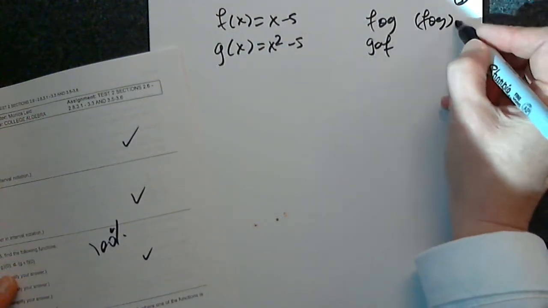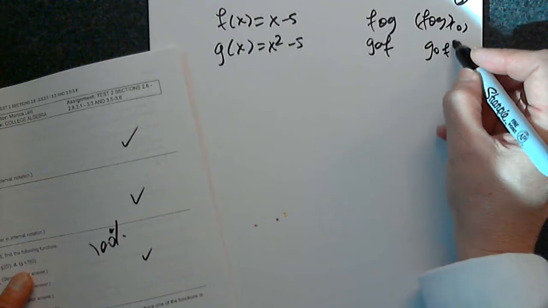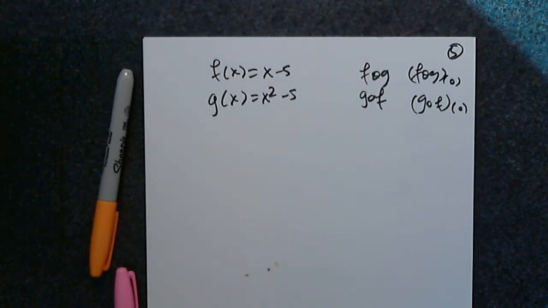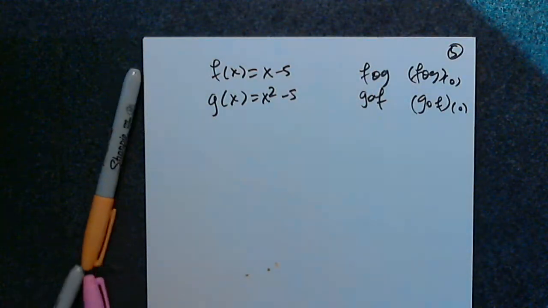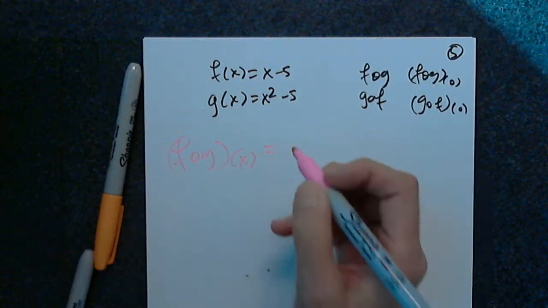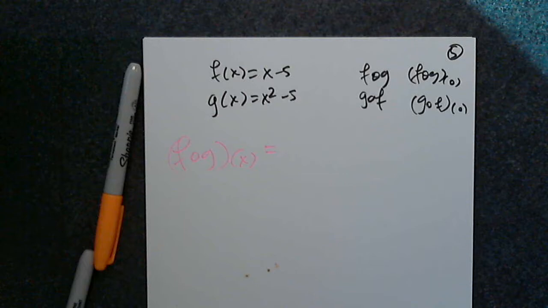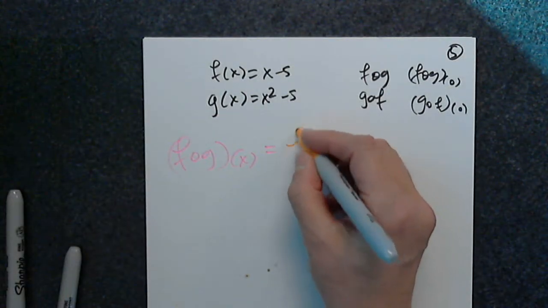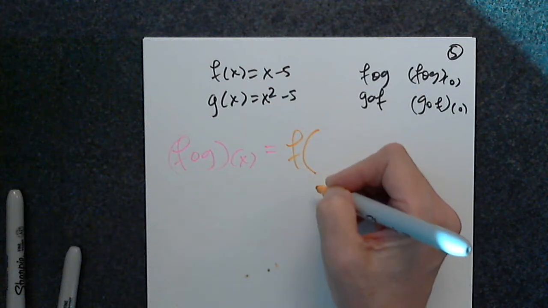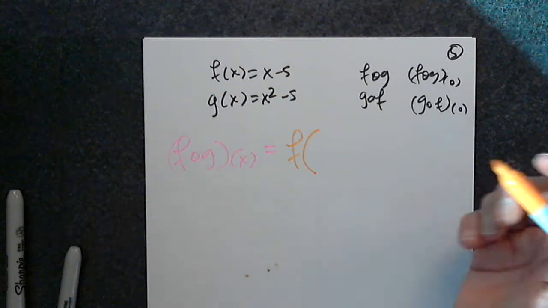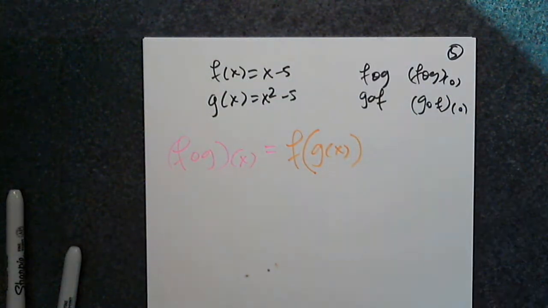And then f come g of 0. And then g come f of 0. Good. So here we have 4 questions. So first question is asking us to find f come g. Anyone remembers the definition of f come g? How do we start f come g? With f of g of x. That's it. Perfect.